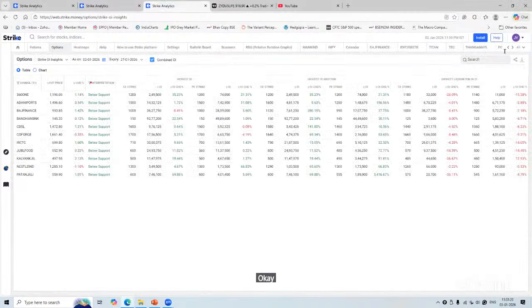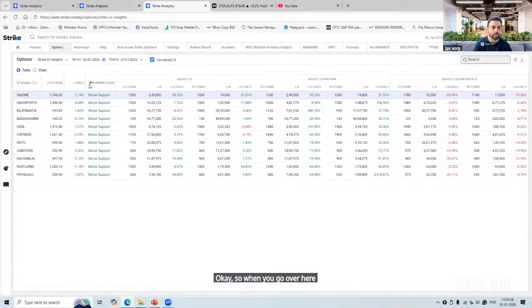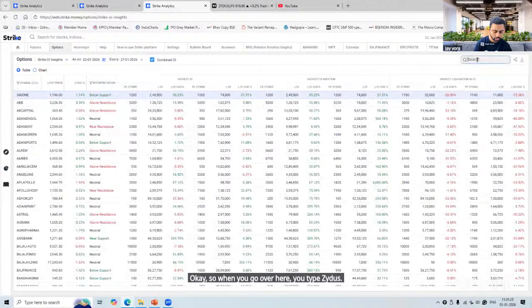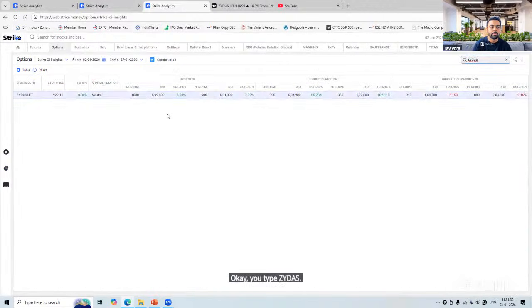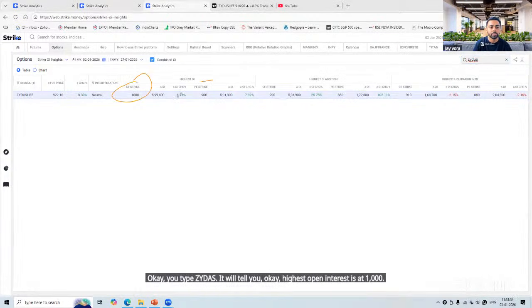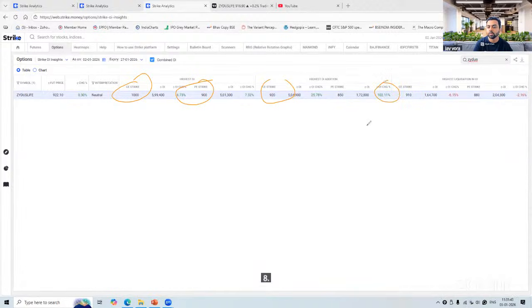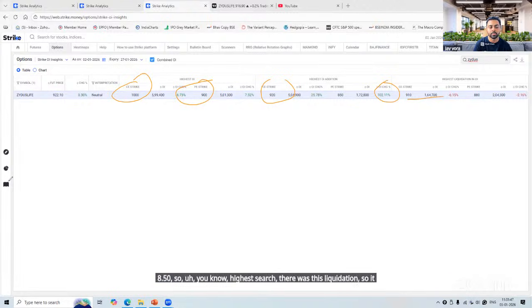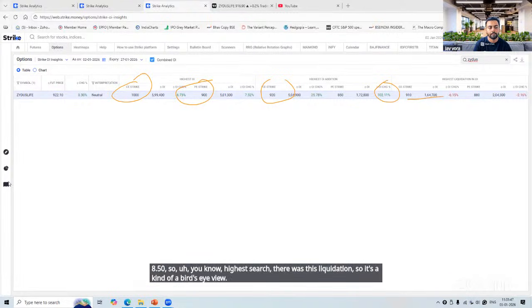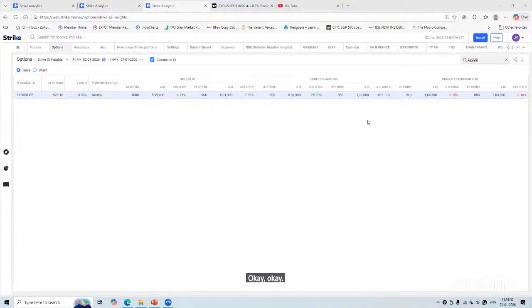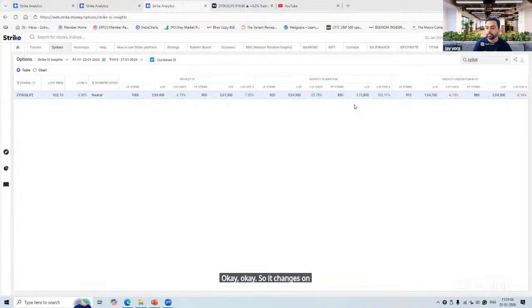Okay, when you go over here, you type Zydus. It will tell you the highest open interest is at 1000, highest open interest in put is at 900. 920 in Friday's trading session saw highest open interest. 850 saw highest surge. There was this liquidation. So it's a kind of a bird's eye view. It changes every intraday minute also. Okay, every minute it changes.